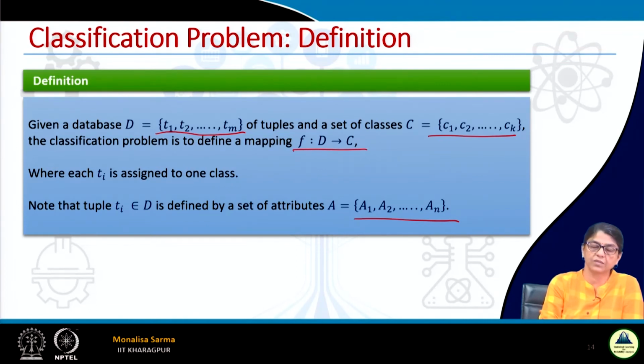What is a classification problem? A classification problem is just a mapping from the set of tuples to a set of classes, where each Ti is assigned to one class. It is not that a Ti will have no class assignment. Each Ti has to be assigned to one class. Note that the tuple Ti belonging to D is defined by a set of attributes.